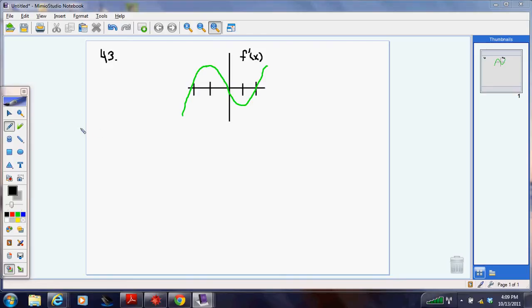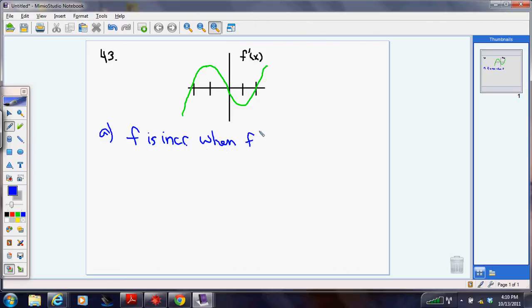Alright. So we should recall from the work that we've done in class, especially a lot lately, that f is increasing when, you'll have to excuse the poor writing sometimes, but you'll get used to it. F is increasing when its derivative, which is f prime of x, is greater than 0. Well, we're looking at the graph of f prime here, so we're looking for when the graph that we're looking at is above the x-axis, okay?